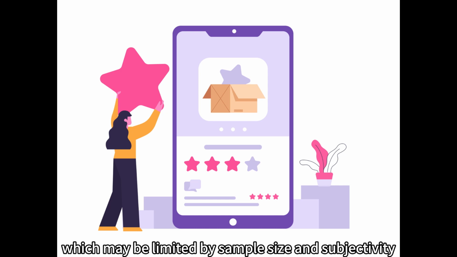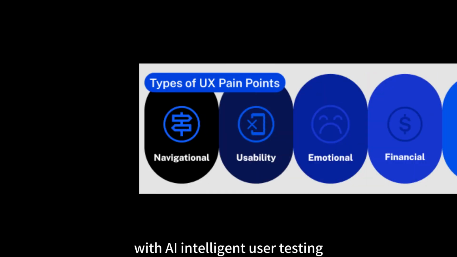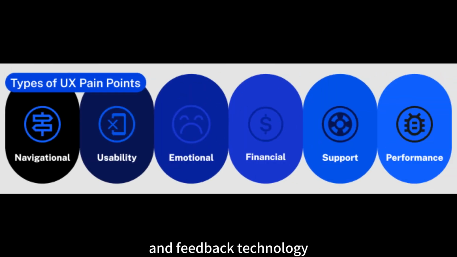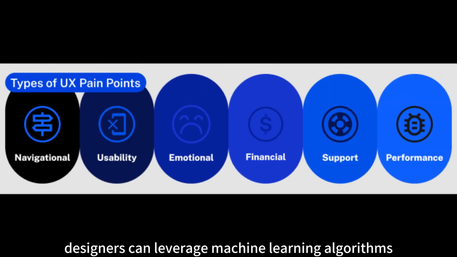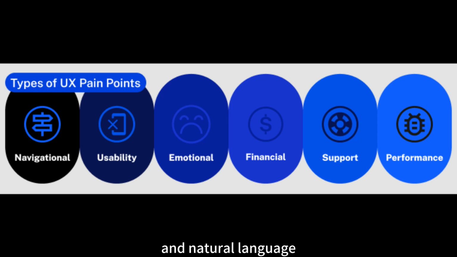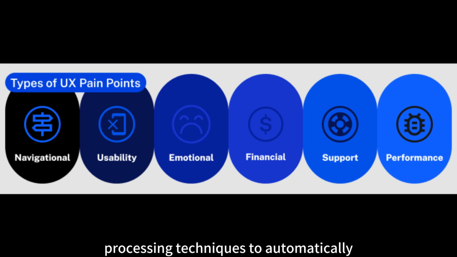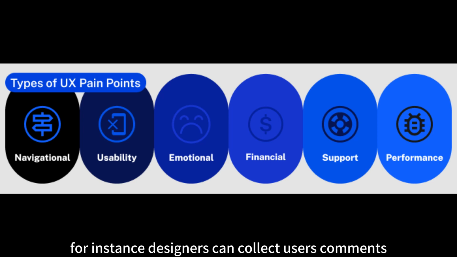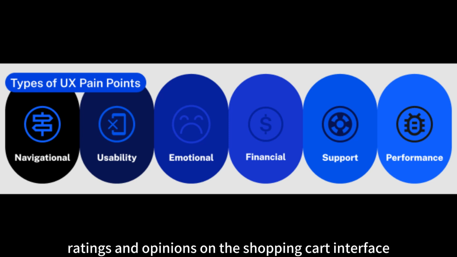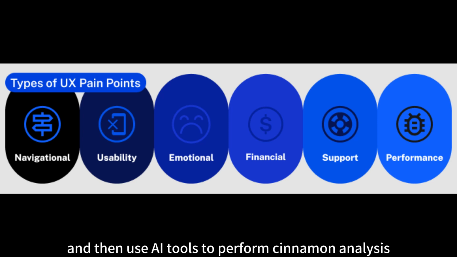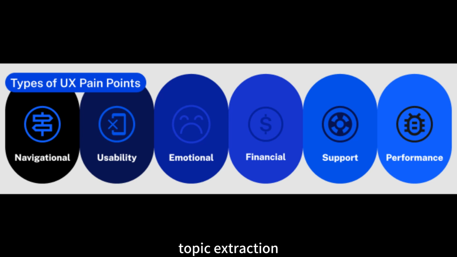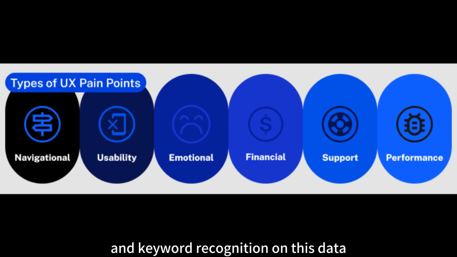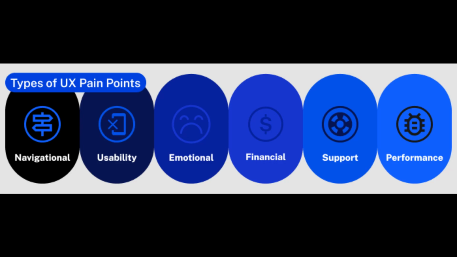and subjectivity. With AI Intelligent User Testing and Feedback technology, designers can leverage machine learning algorithms and natural language processing techniques to automatically analyze a large volume of user feedback data. For instance, designers can collect users' comments, ratings, and opinions on the shopping cart interface and then use AI tools to perform sentiment analysis, topic extraction, and keyword recognition on this data.